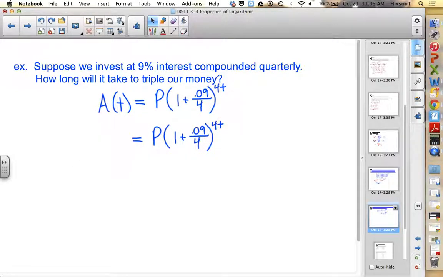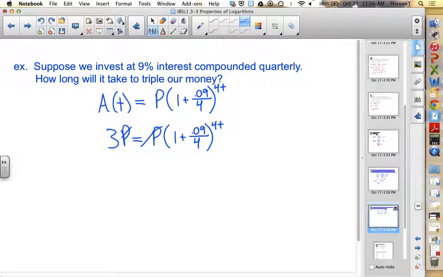Alright, so I could also just do this. I'm starting with P and I'm ending with 3P. I know my principal is not 0, so I can divide by P, and now I just have that equal to 3. So you can plug in a specific amount, $1 and $3, or $1,000 and $3,000, doesn't matter.